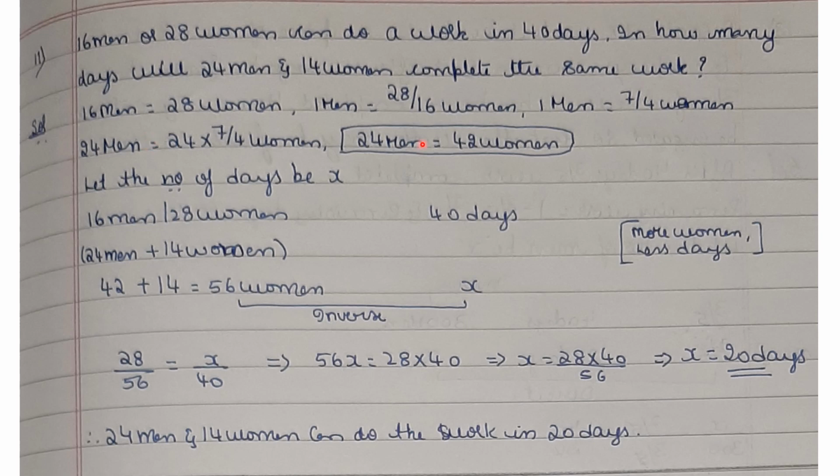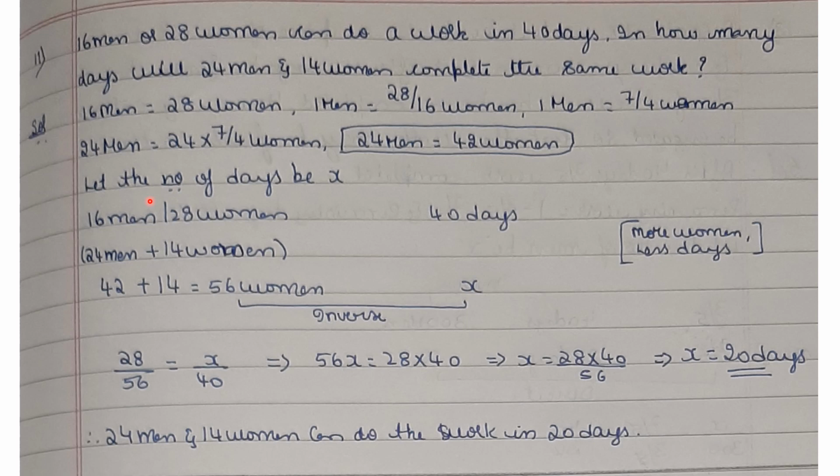So here they have told 1 man is equal to 7/4 of the woman. So that is why 24 into 7/4, that is in the place of 24 men, to convert it for women, so totally how much you will get is 42, that is 24 men is equal to 42 women. So that is what they are telling. So 24 men equals 42 women, since 1 man is equal to 7 by 4 of the women.